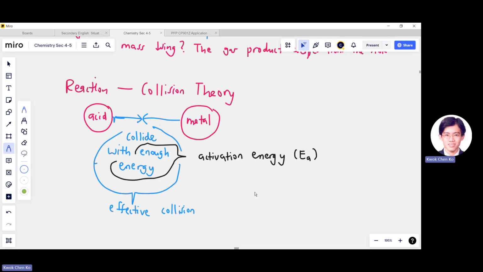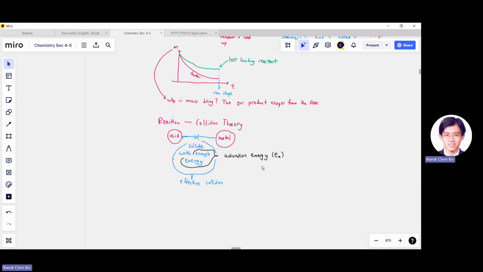Collide with enough energy. Okay, so for a reaction to occur, the reactant particles must have an effective collision. Easy, you will remember. But of course, that's not the end.